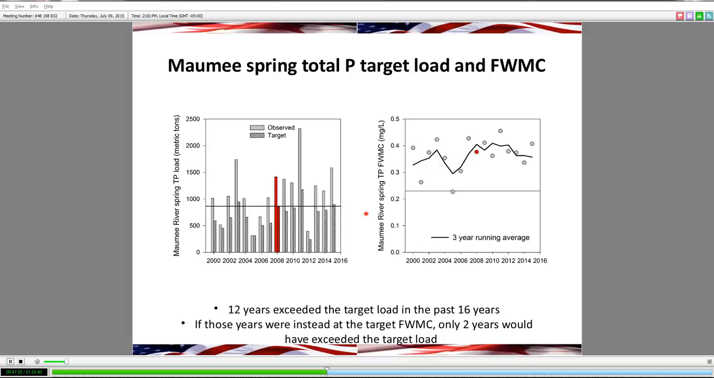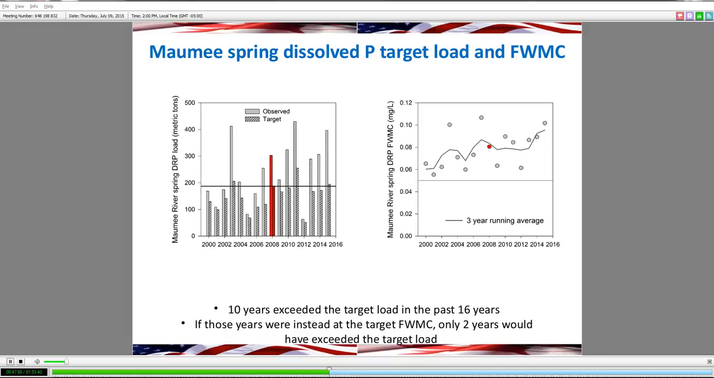So this figure is essentially the same set of figures, but now for dissolved phosphorus instead of total phosphorus. You see the same figure on the left here with the flow-weighted mean concentrations. There's a slight increase here over time since 2000, 2008 again here in red. And then the 0.05 is the target flow-weighted mean concentration for the spring for the Maumee River. Again, if we applied that to the observed data, you can see we have a number of very large years here above what the actual target load is.